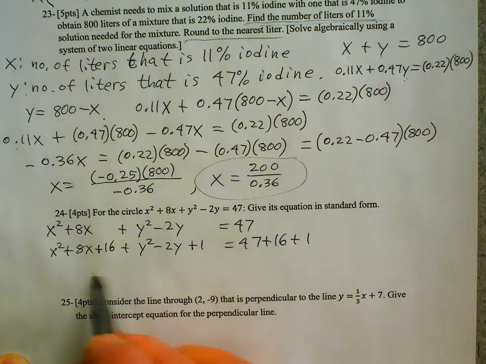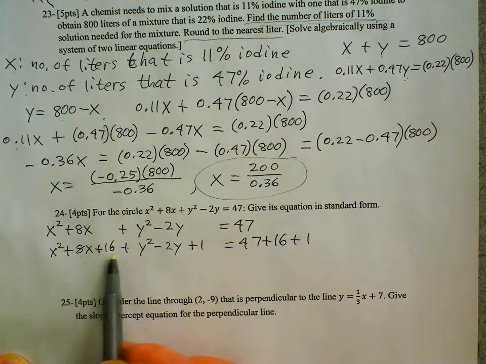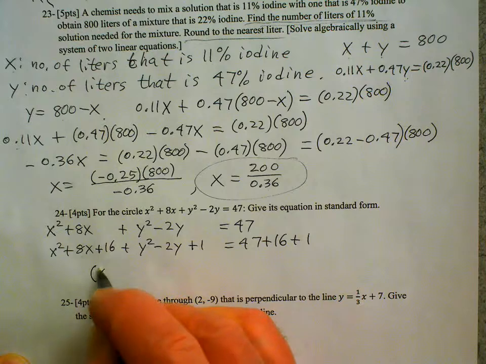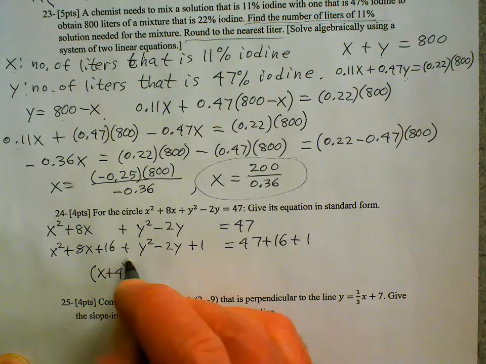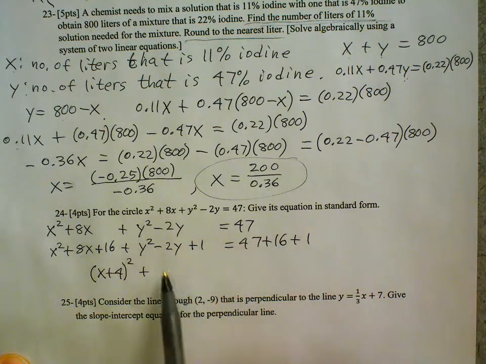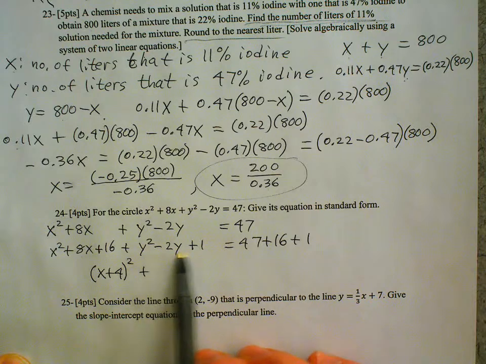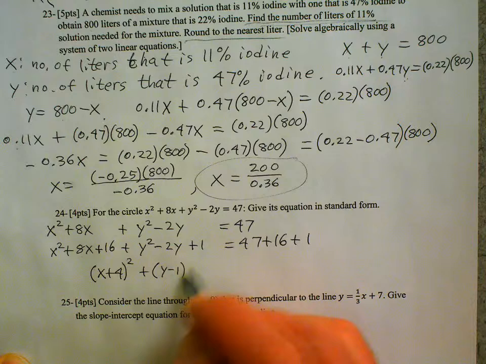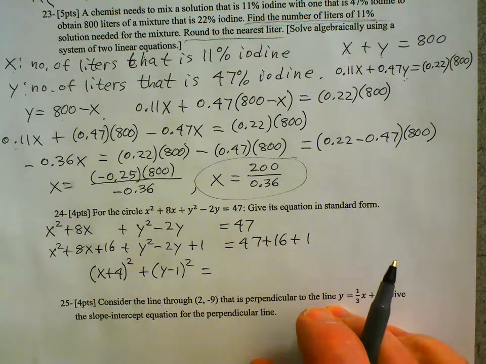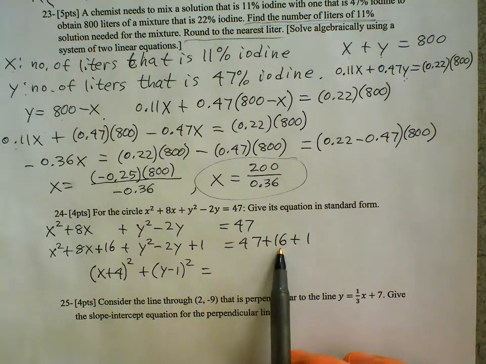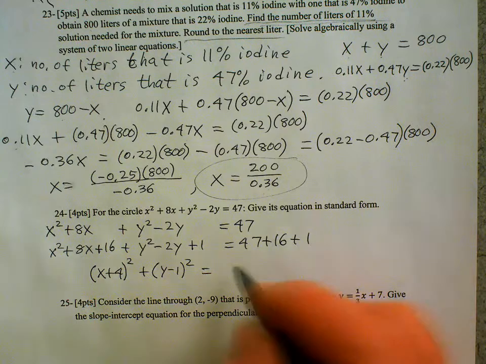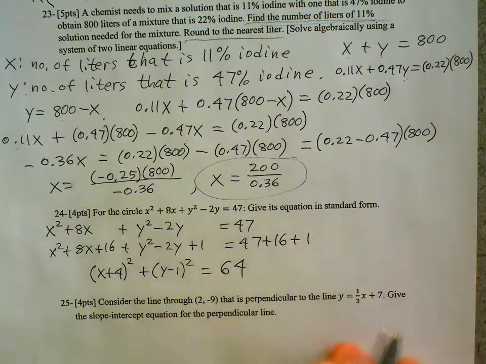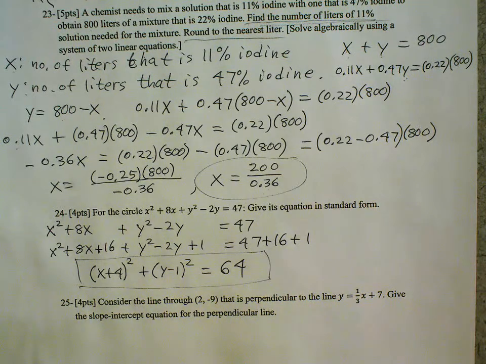And then the next step is the standard form. x squared plus 8x plus 16 is x plus 4 quantity squared. And then we add that to y squared minus 2y plus 1, which is y minus 1 squared. And then 47 plus 16 is 63. 63 plus 1 is 64. Okay, so this is the standard equation.